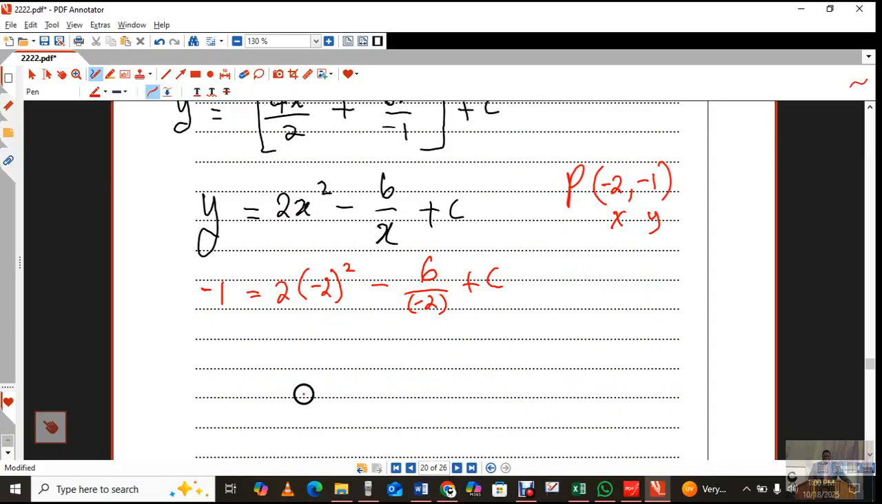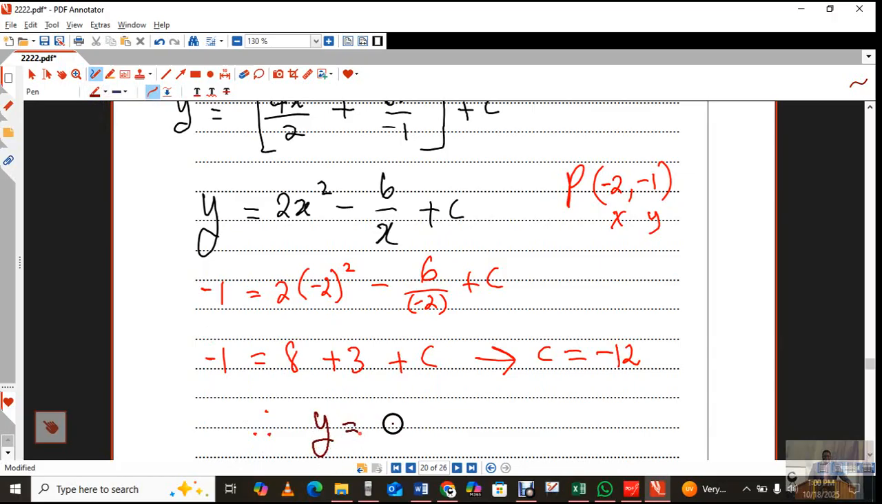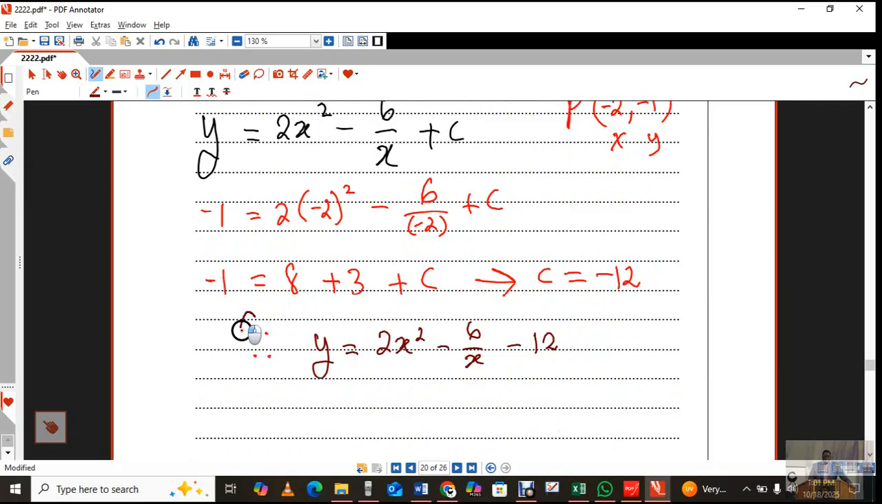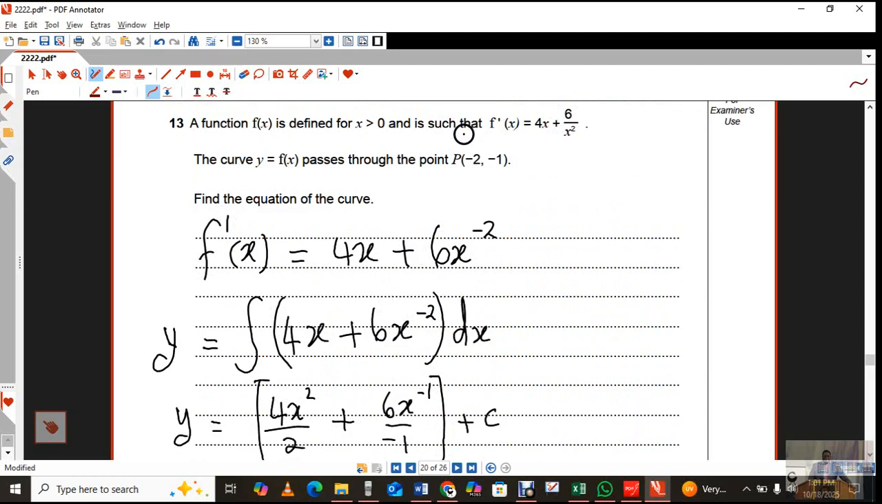And if you do so, you will see that negative 1 is equal to positive 4 times 2, that is 8. And then you have plus here, 6 over 2, that's 3. That's going to give you c. All of this will say that c will be 8 plus 3 is 11, negative 1 minus 11, that is negative 12. Therefore, the equation we were looking for now is y equals 2x squared minus 6 over x minus 12. That is the equation. All right. So we have calculated our equation. So with integration, if you are given the derivative and you are looking for the original function, you integrate.